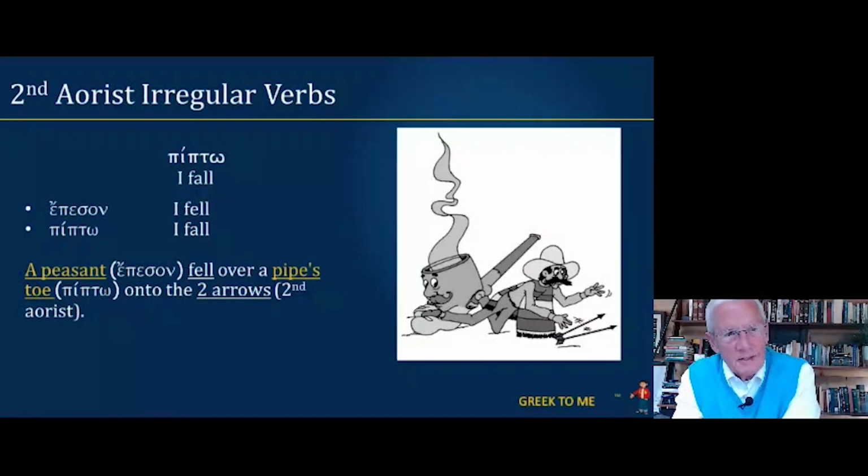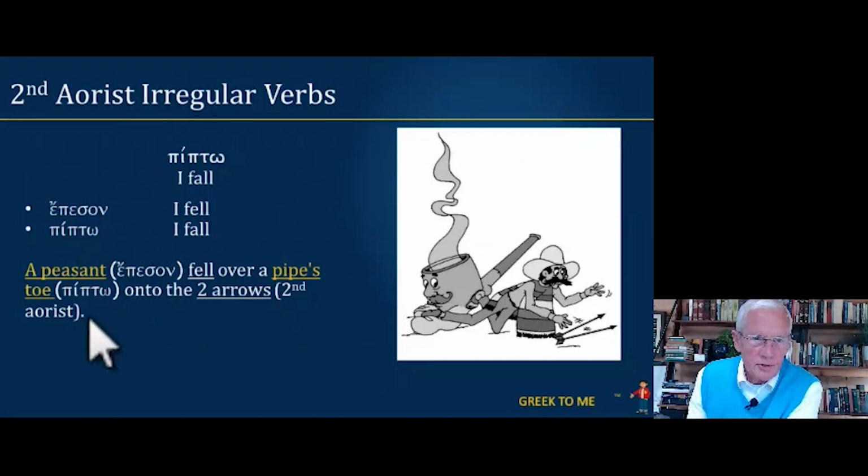Pipto. The second aorist is epeson. So what do we have here? A peasant for epeson fell over a pipe's toe. Pipe's toe reminds us of pipto. So epeson, a peasant, fell over a pipe's toe.